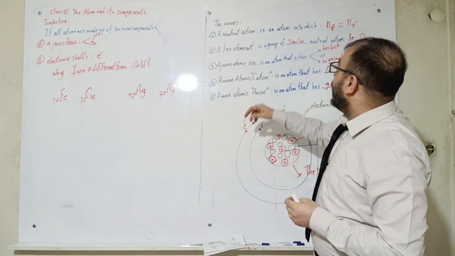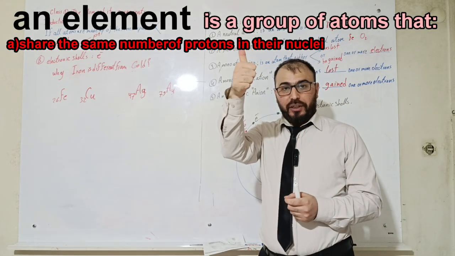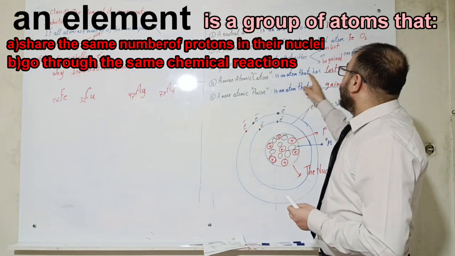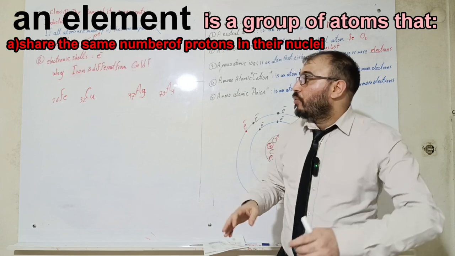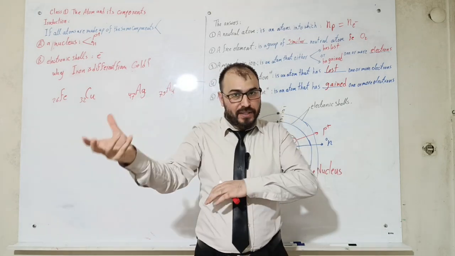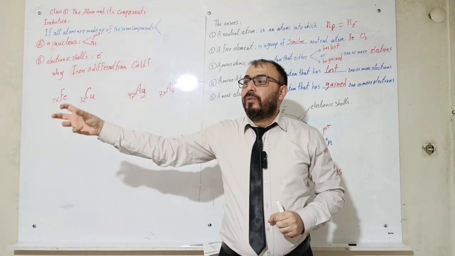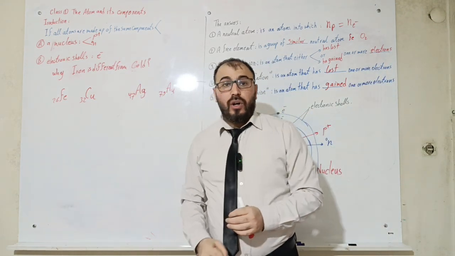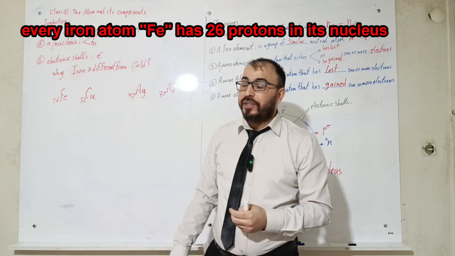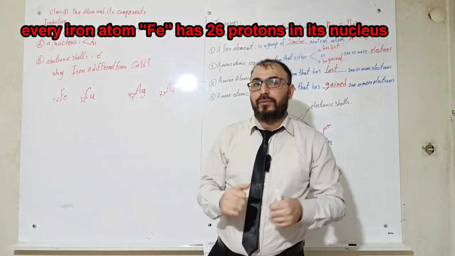So what is an element? An element, my friend, is a group of atoms which, number one, share the same number of protons inside their nuclei. Number two, they go through the same reactions. So why is iron different from copper? Because simply, if you take, let's say, a piece of iron from the Earth, you take another one from Mars, another one from Jupiter, another one from Saturn, all of them iron, you are going to see that all of them share the same number of protons inside their nuclei, which is 26, and then they are all going to go through the same chemical reactions.